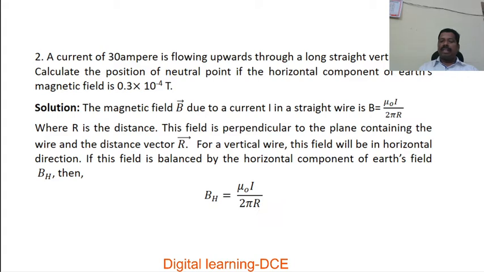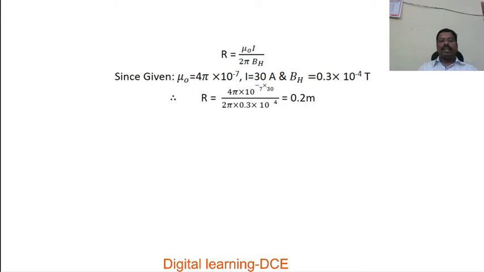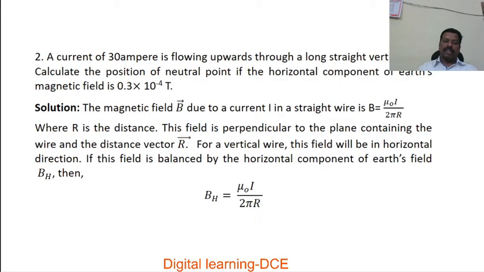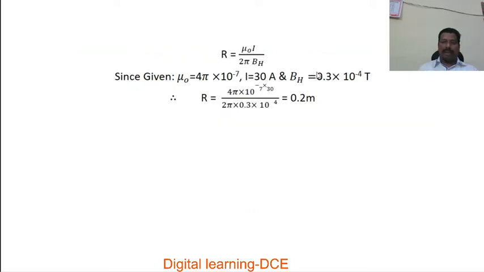If this field is balanced by the horizontal component of Earth's field BH, then BH is equal to mu naught I by 2 pi r. Then solve for r in this expression. We get r is equal to mu naught I divided by 2 pi into BH. This is the formula, simplified for r. We have to find out r, the neutral point position.